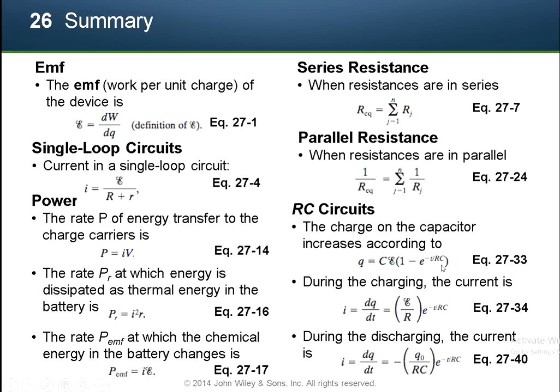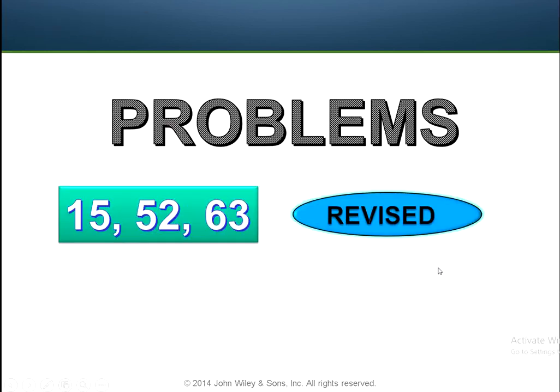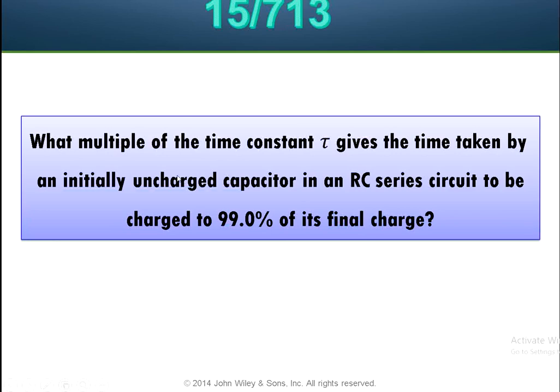So based on this idea, we will try to solve these three questions. These are the three problems based on the discussed set of questions. Question numbers 15, 52 and 63. The first question is 15. Let me read the question first. What multiple of the time constant tau gives the time taken by an initially uncharged capacitor in an RC circuit to be charged to 99% of its final charge?